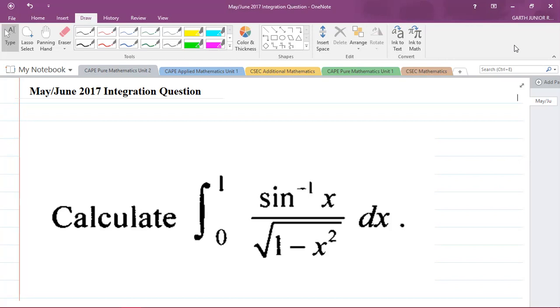So here we have an integration question from the 2017 past paper, and it says we are to calculate the integral from 0 to 1 of sine inverse x divided by the square root of 1 minus x squared with respect to x.